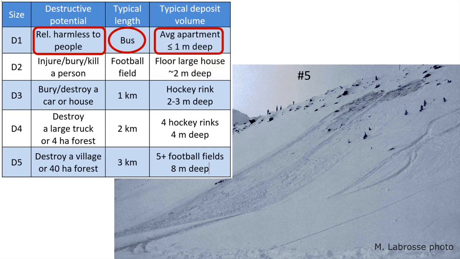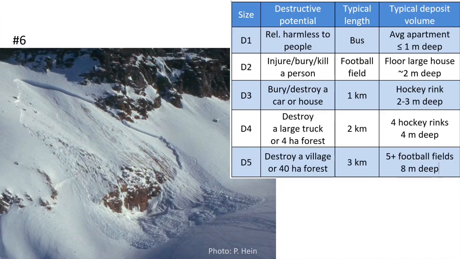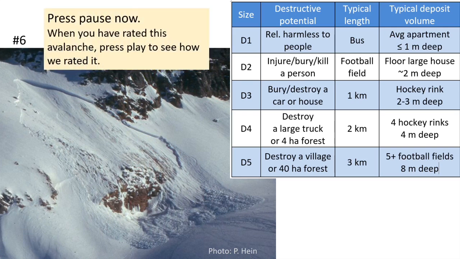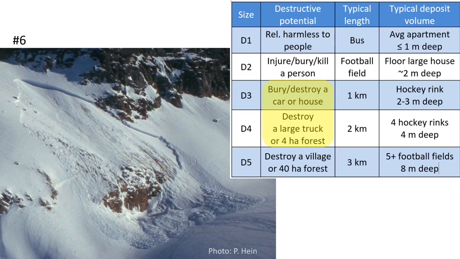Combining the 3 characteristics, this avalanche is a D1. This is a skier-triggered avalanche in the Monashee range of the Columbia Mountains. Press pause now. In terms of destructive potential, this avalanche could destroy a car in the terrain trap at the base of the slope, but not a large truck.